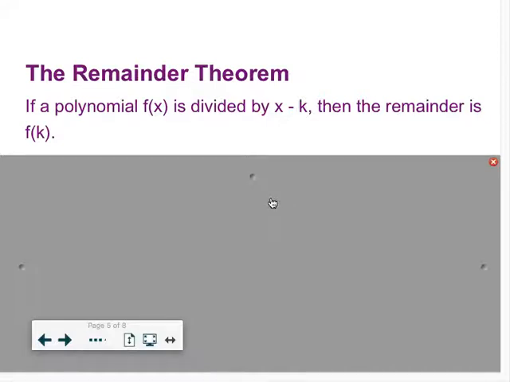If a polynomial f of x is divided by x minus k, now it has to be a linear factor, x minus k, linear because it has degree 1, then the remainder is f of k. Okay, so just think about in this theorem, what does f of k represent? It's the y value of the function, or of the polynomial, when x equals k.